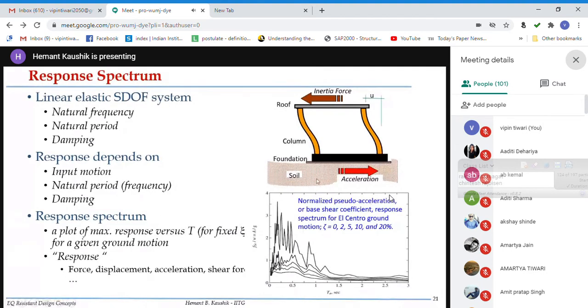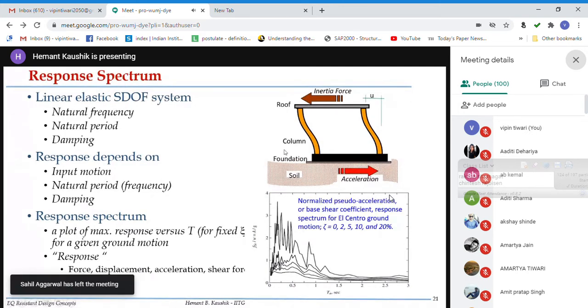But all these response spectra are developed for the El Centro ground motion. Okay, so it's a normalized pseudo acceleration or ratio coefficient that we use here. So it's basically a plot of the maximum response of that single degree of freedom system, right? It is a maximum response.